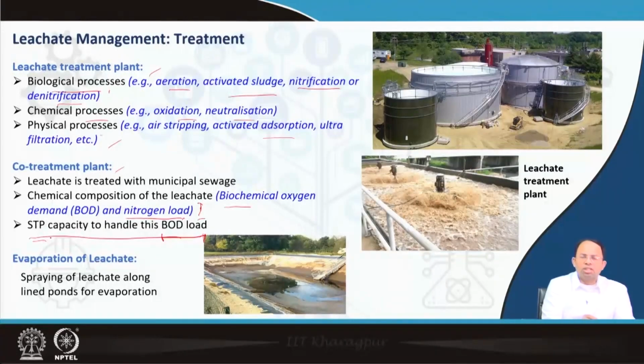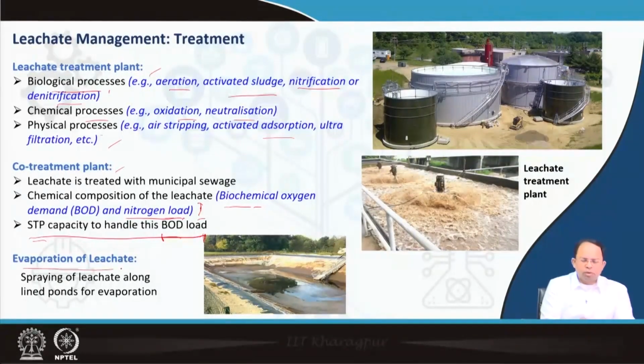So when we design the sewage treatment plant, in addition to designing it for the normal urban sewage, we also have to consider the extra nitrogen load and the biochemical oxygen demand load, which has to be taken care of because of the incoming leachate as well.